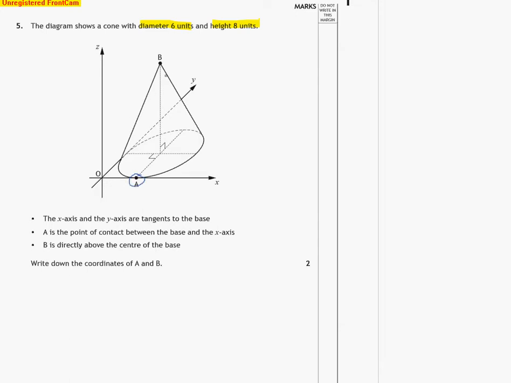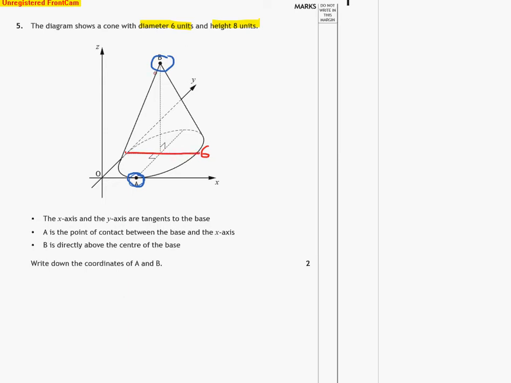Well, there's A. I don't like the thickness of that. There we go. There's A, and there's B. Okay, so what information do we know? I'll mark this up. Let's go for a nice red. Okay, so diameter of 6 for the base of the cone. So we know that from here to here is 6 units.